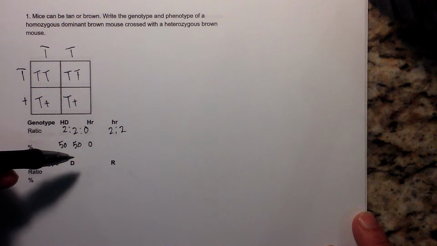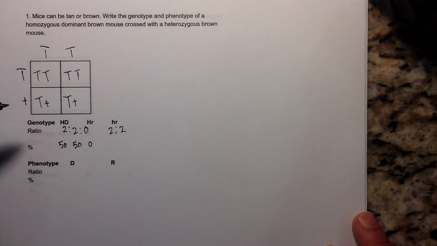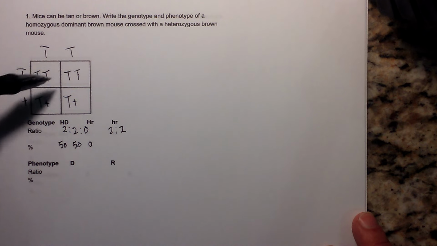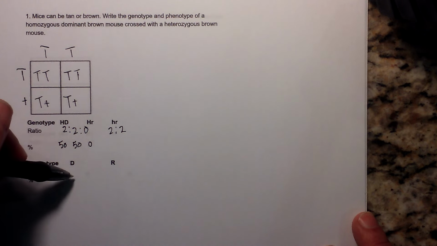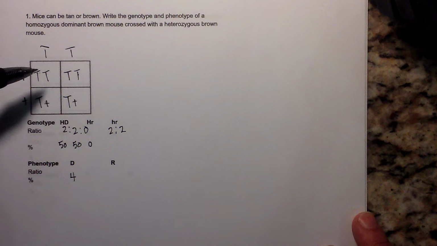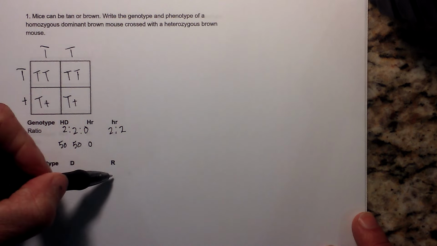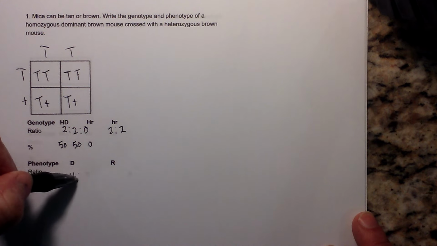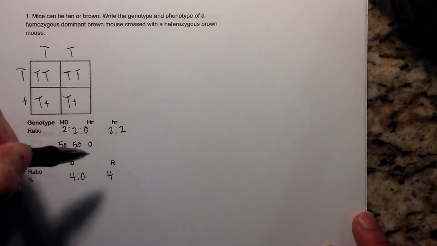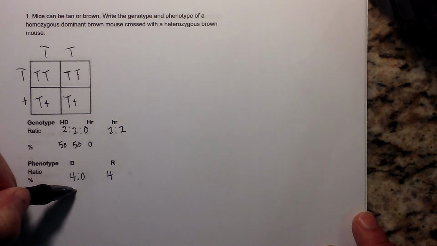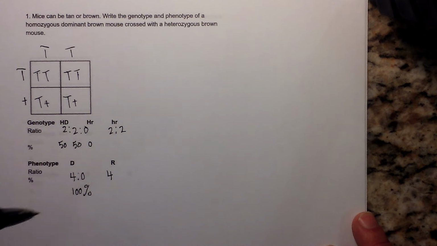Now for the phenotype, I'm only going to write dominant or recessive. So the dominant is I have dominant, dominant, dominant, dominant. I have 4. Now how do I know that it is dominant? It's because they each have a capital letter. And then for the recessive, it will be 4 to 0, or really that's not a ratio, and then the percent will be 100% chance that their offspring is going to be brown.